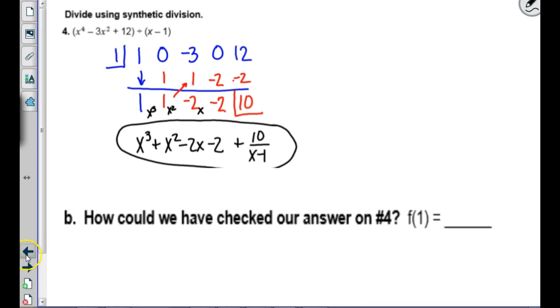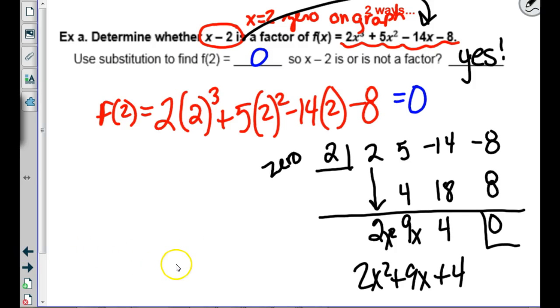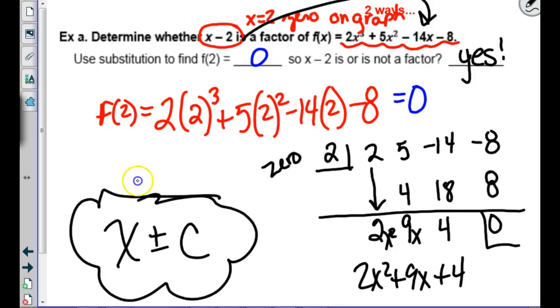No, that's a great question. You can use synthetic when you have an x plus or minus some constant. Okay? And that's really what these questions are talking about anyway. All right?